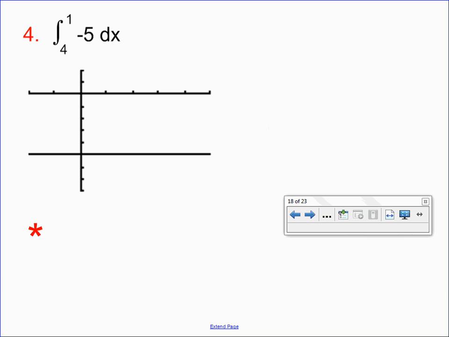Raise your hand if you had 4 to 1 of negative 5. So who had from 4 to 1 of negative 5? And Peter, what did you get for that? 15. So starting at the lower limit, 4, that's right here, and scanning towards my upper limit. So we always go from lower limit to upper limit, and in this case, that's that direction. So 1. I'd be left with this exact area.